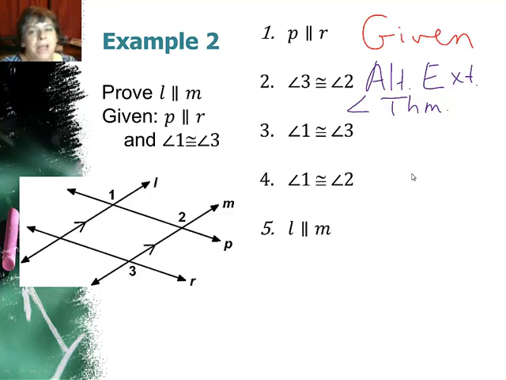So the first part I have is the given. Line P is congruent to line R. Then in step 2, I say that angle 3 and angle 2 are congruent. Well, you can see right here, angle 3 and angle 2 are congruent. If the transversal is M, those are alternate exterior angles. And I can assume that they are congruent because they are alternate exterior angles, which is the purple up here.